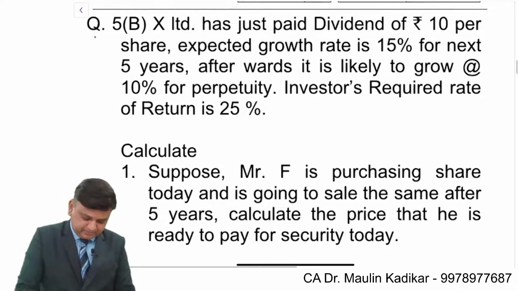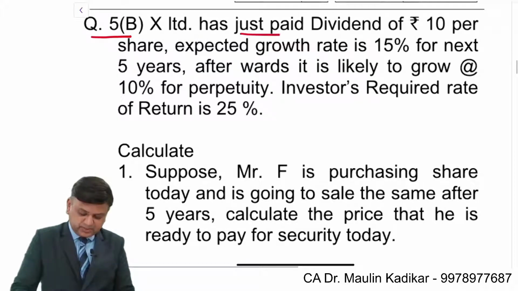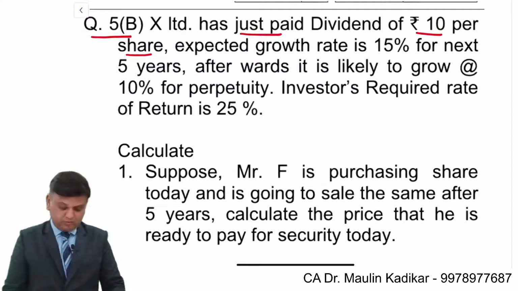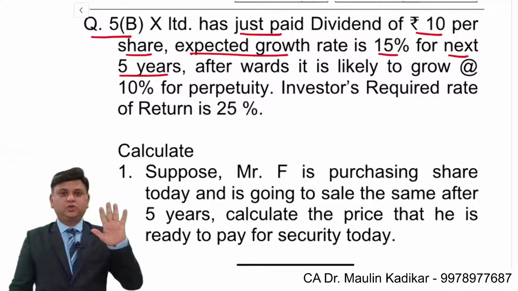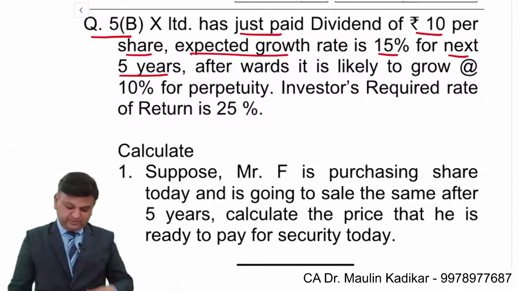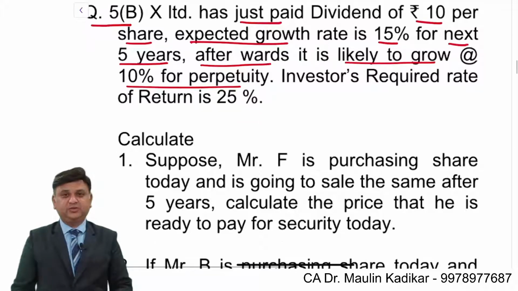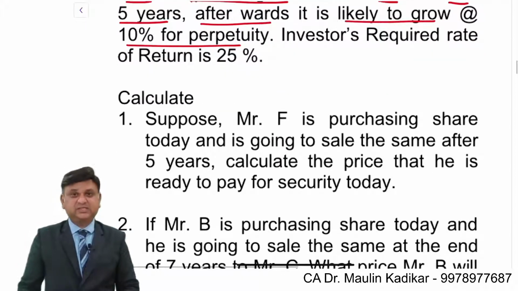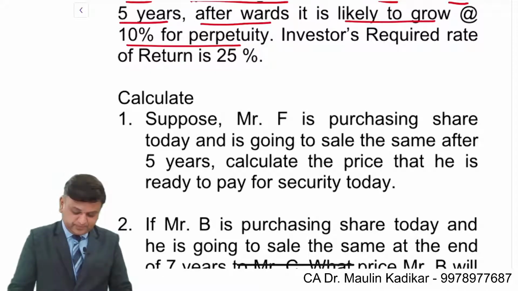Question number 5b. X Limited has just paid dividend of rupees 10 per share. That is D0. Expected growth rate is 15% for next 5 years. So growth rate for the next 5 years is 15%. Afterwards, it is likely to grow at the rate of 10% for perpetuity. So from 6th year onwards, it will grow at the rate of 10% for infinite period.